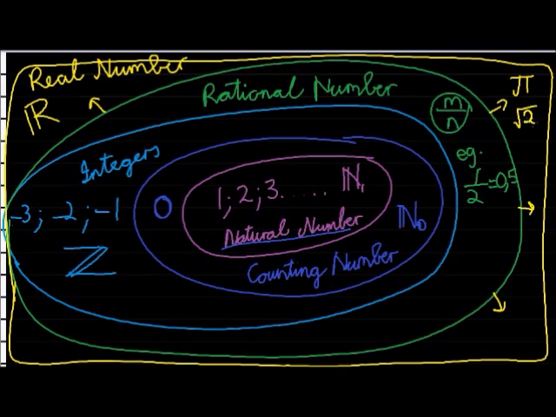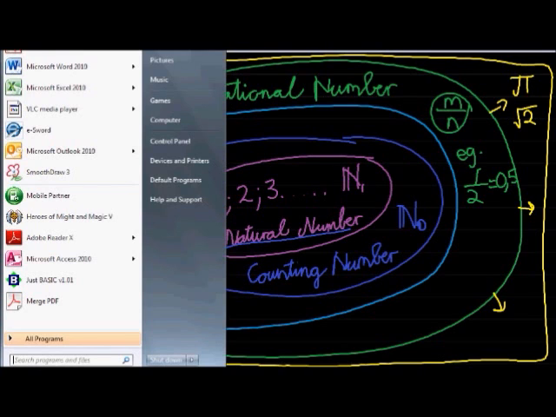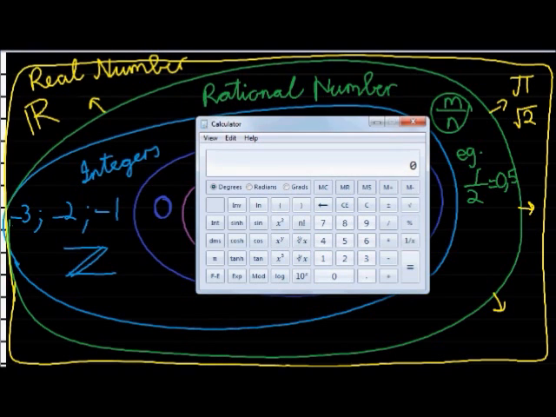For example, the square root of 2. So let me show you how I know something is an irrational number. Let me just get my calculator. Here's my calculator. Let's look at the value pi. There we go. There's pi's value.